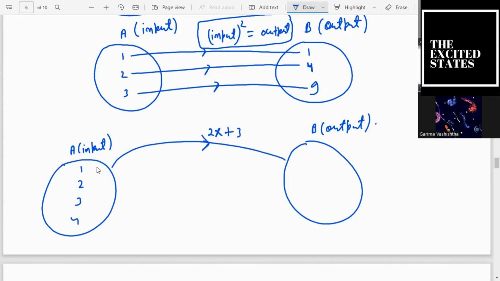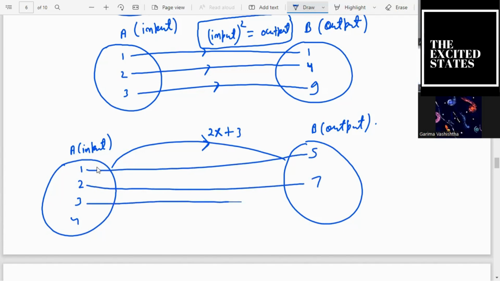So just tell me, if I give 1 as the input, what will be the output under this matching? 5. So 1 will be matched with 5. What will be the matching of 2? 7. 2 will be matched with 7. In the same way, 3 will be matched with 9, and 4 will be matched with 11. So that means this is called the function.